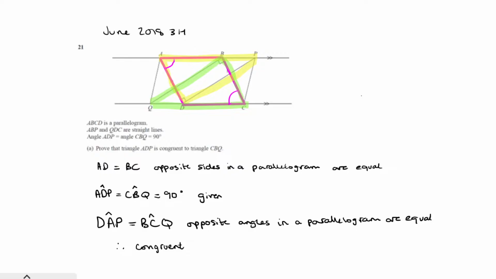So yeah, I would put, as you said, angle, side, angle. As I said, on Edexcel, you can actually literally write ASA. You don't have to write out the whole thing if you don't want to.